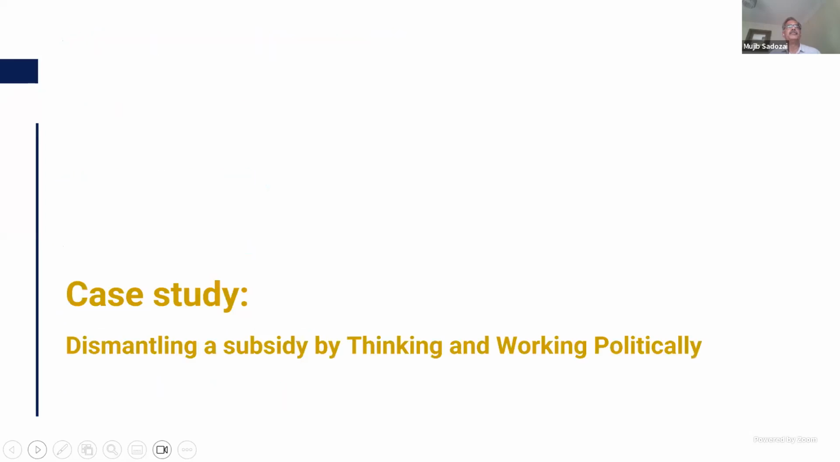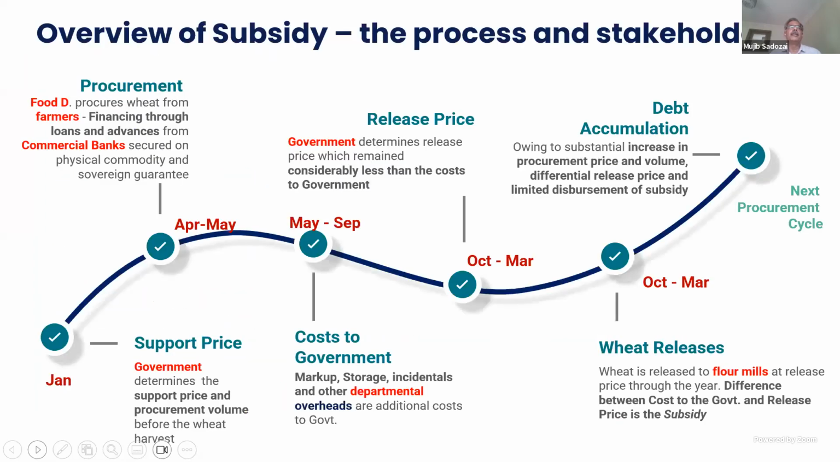Next slide, please. So now a bit about the case study. Let me briefly share an overview of the process and the stakeholders involved in the wheat subsidy management. First of all, at the beginning of the year, around the time of the harvest, the government sets the purchase price of wheat, which the farmers and the rural politicians particularly, and some elements within the food department, want to influence and want to keep as high as possible.